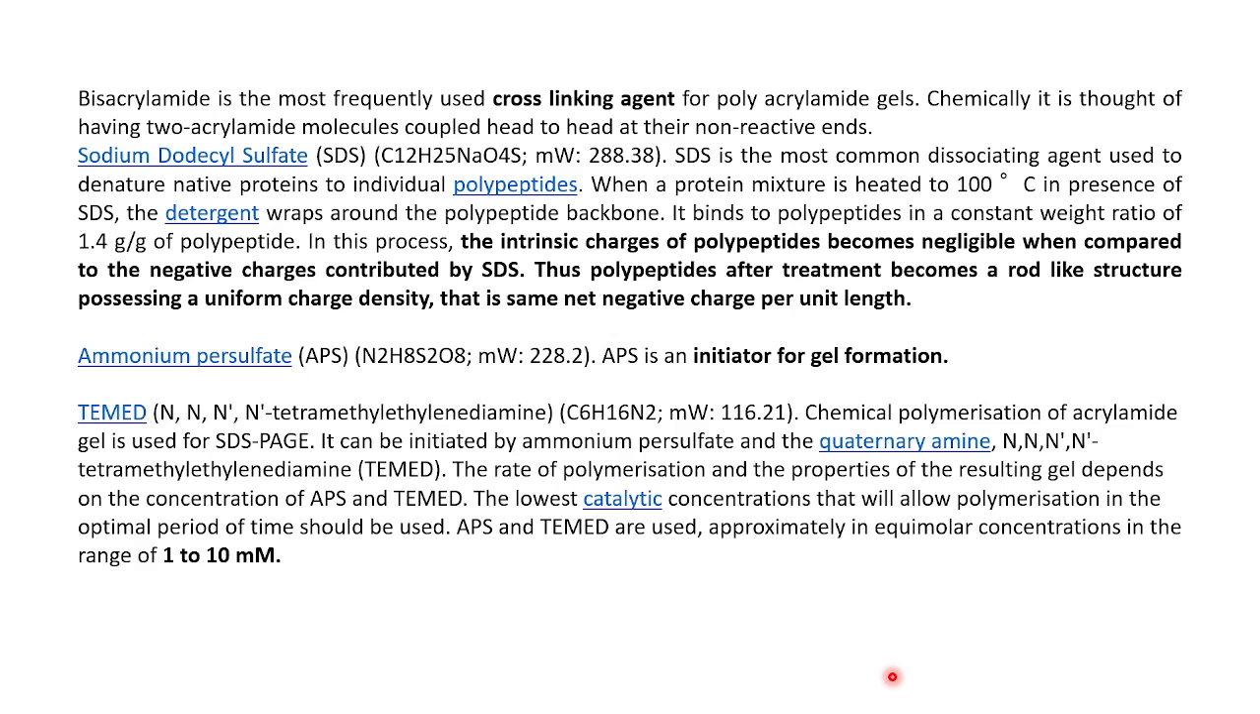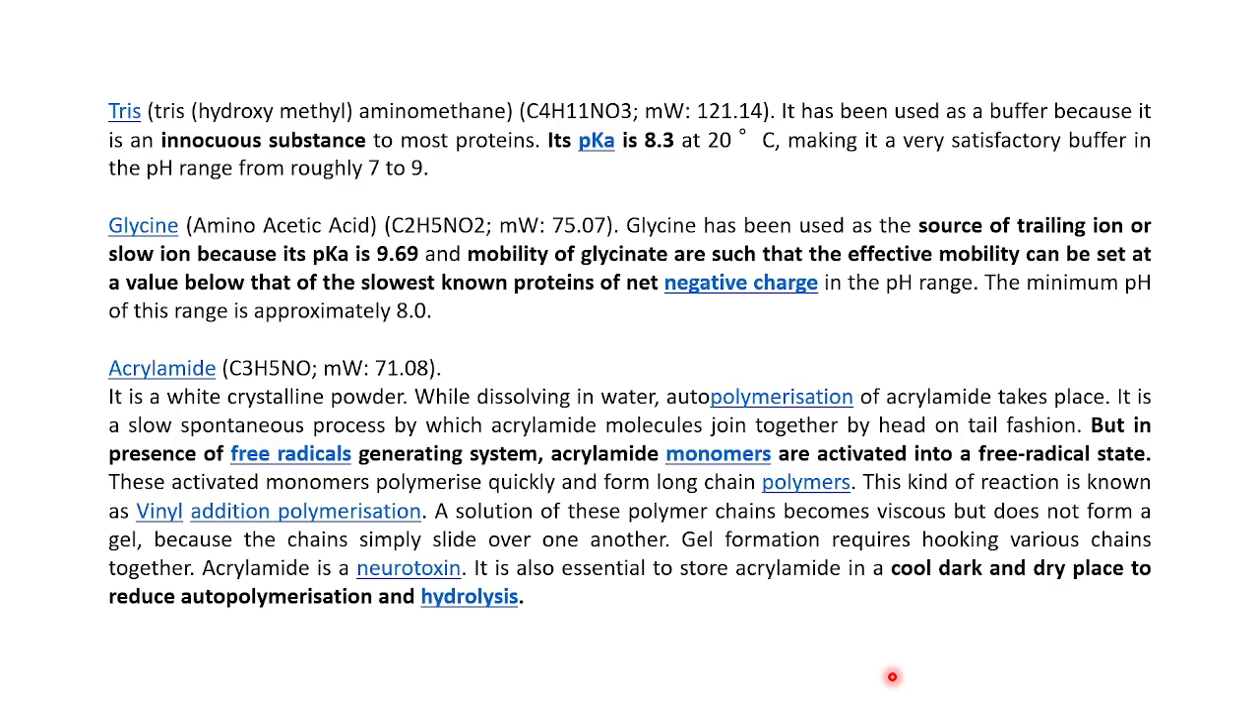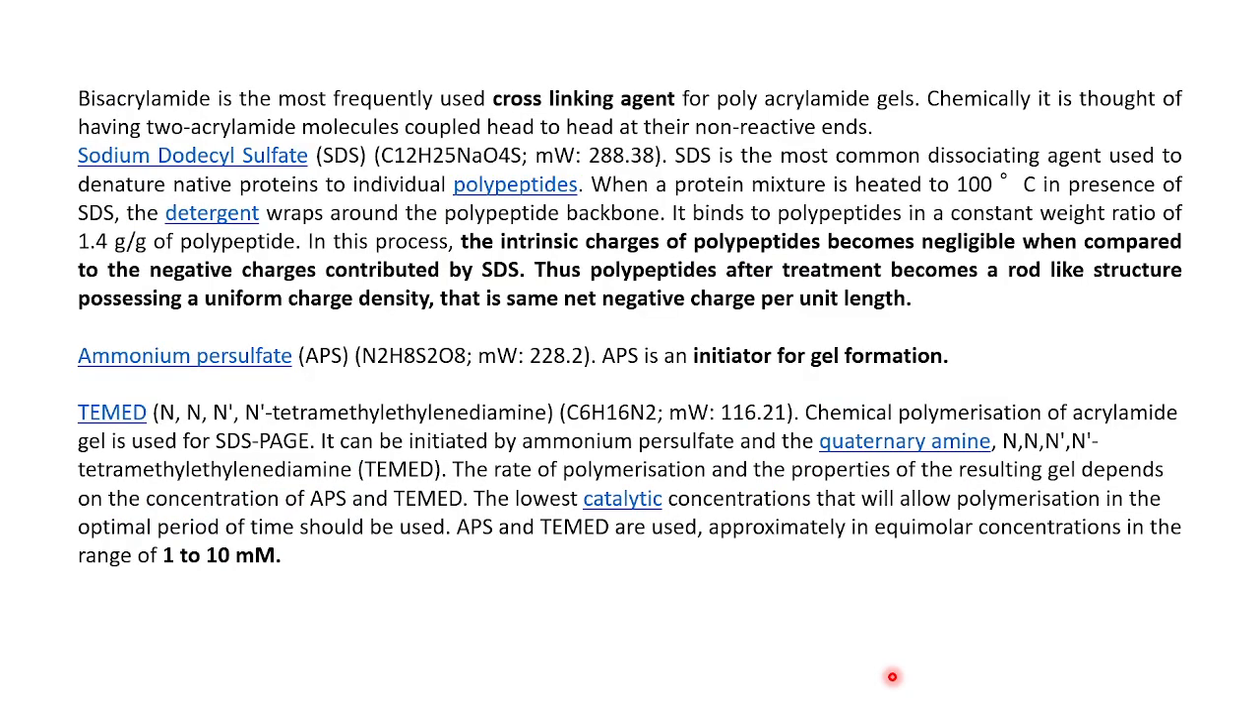Now we have the bisacrylamide, that is also a type of acrylamide. It's used as a cross-linking agent for the polyacrylamide gels. The two acrylamide molecules are coupled head to head at the non-reactive ends, as it acts as a cross-linking agent for the proper pore formation.